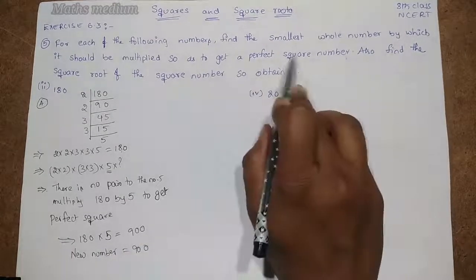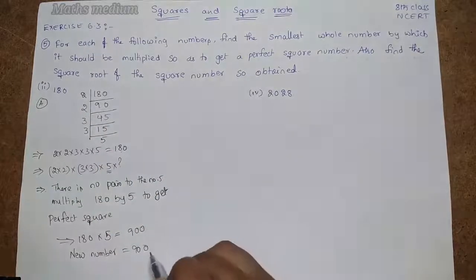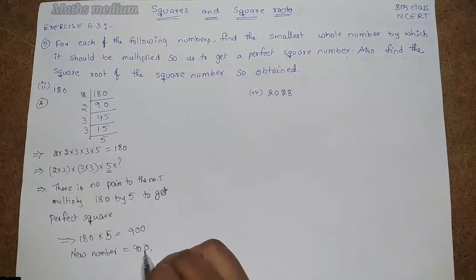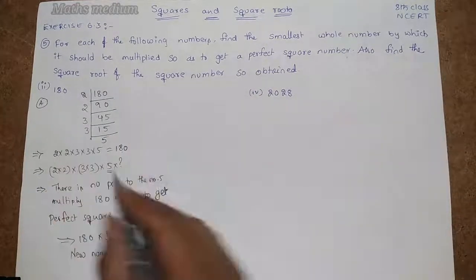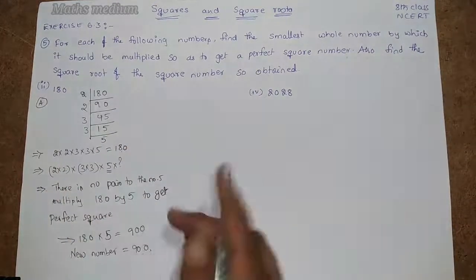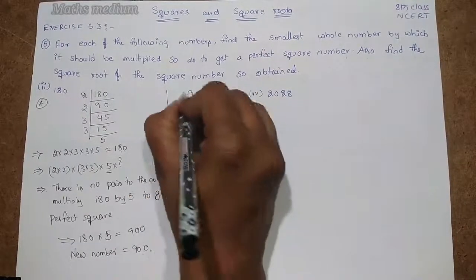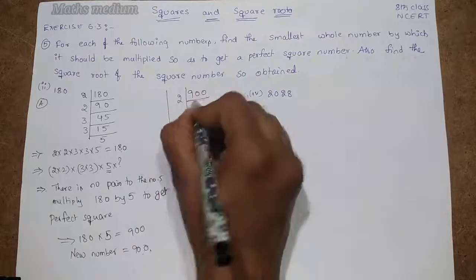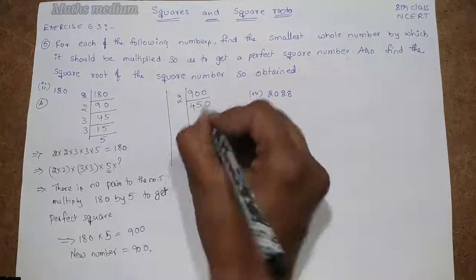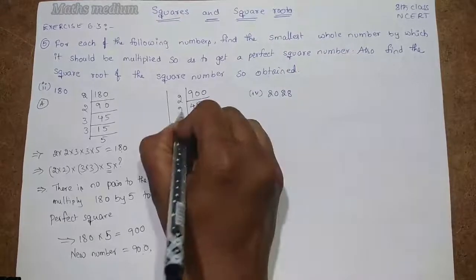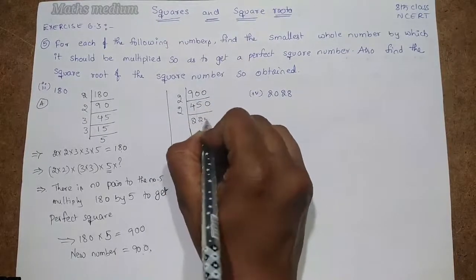Now it is a perfect square number. Also we have to find the square root of the square number so obtained. It is a perfect square, so use this number for prime factorization to find the square root of the new number. Take another prime factorization for the new number: 2 fours are 8, 2 fives are 10, 0. Again 2 twos are 4, 2 twos are 4 again, 2 fives are 10.